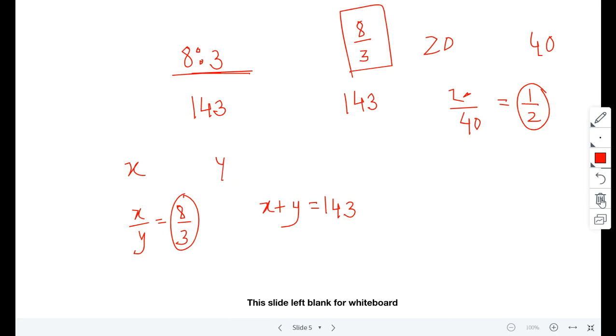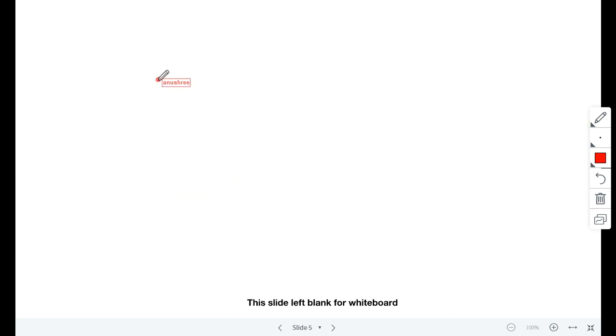Okay, see. Suppose there are two persons. If I divide their ages, I get 4. If I add their ages, I get 20. Calculate their ages. There are two persons. If I divide their ages, I'll get 4, and if I add their ages, I get 20.